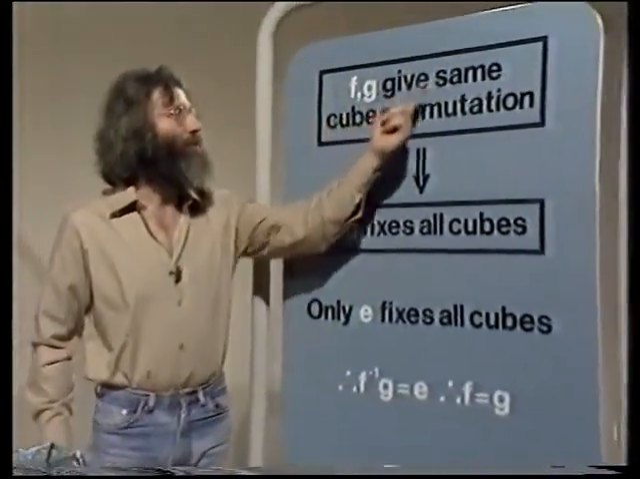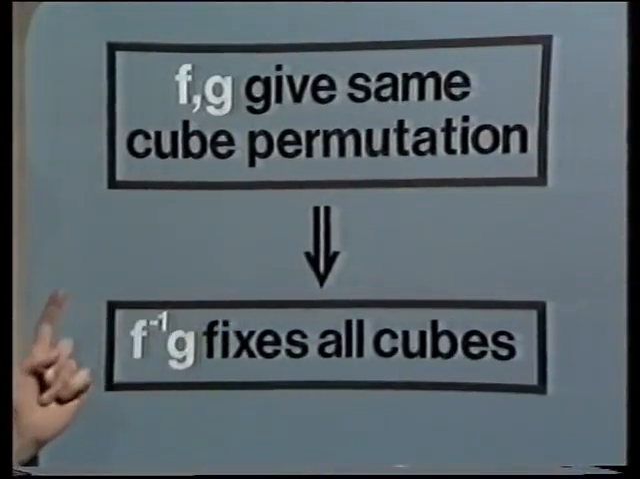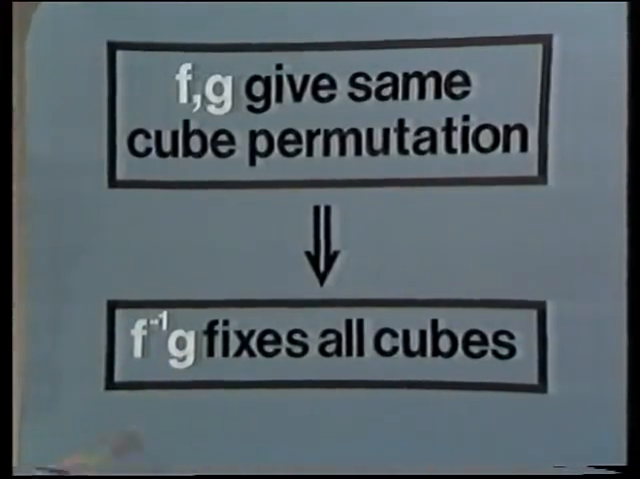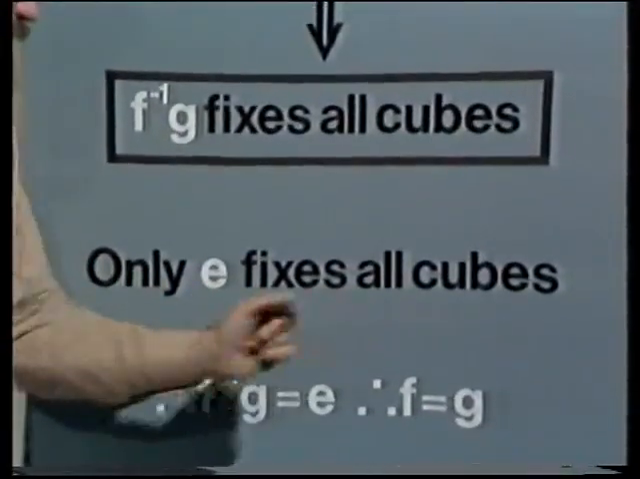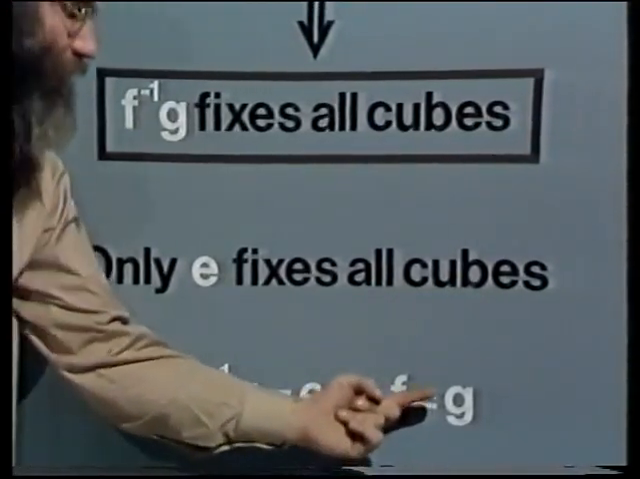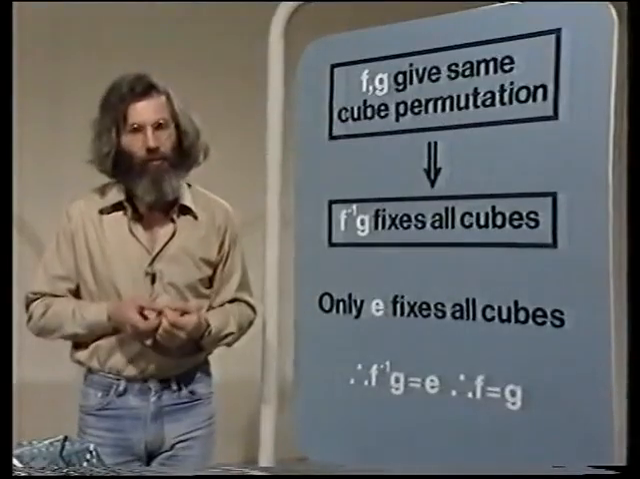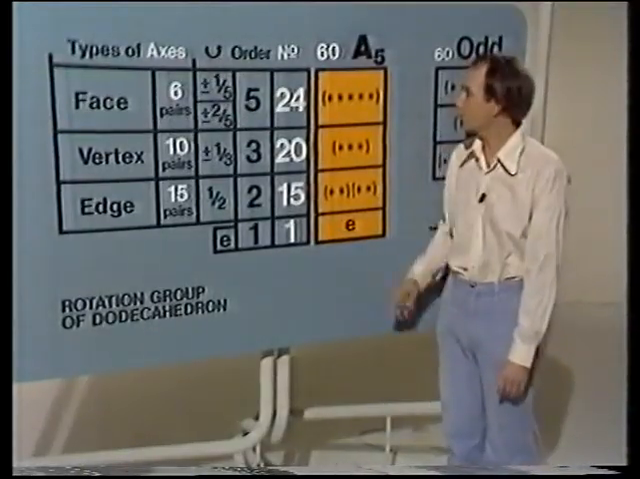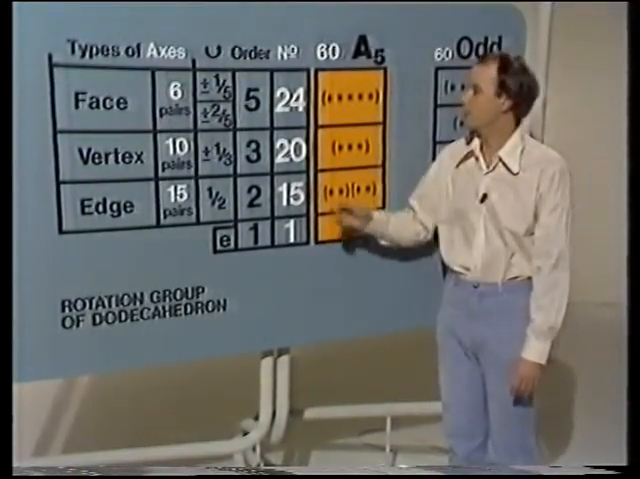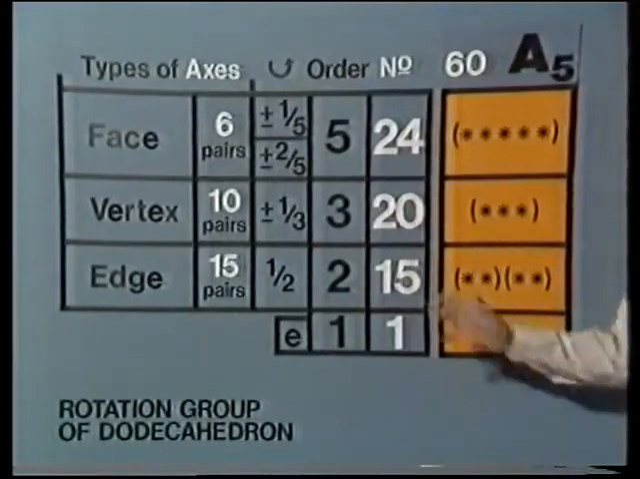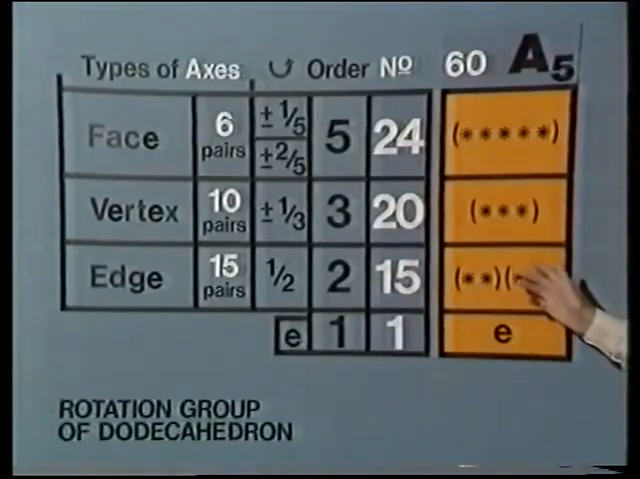Then we argue like this. Supposing f and g give the same cube permutation, then if we do g and follow it by the reverse of f, that's going to fix all the cubes. But only the identity fixes all the cubes. So f inverse g is equal to the identity, and it follows that f is equal to g. So different rotations produce different cube permutations. So each permutation in A5 represents a single rotation. Therefore, we do have a 1-1 correspondence between the group of rotations and A5.